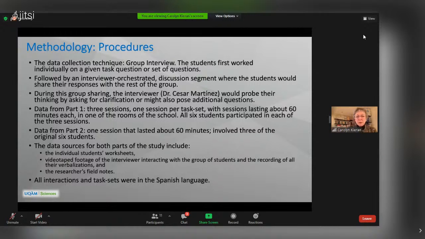The data sources for both parts of the study include the individual students' written worksheets, videotaped footage of the interviewer interacting with the group of students and the recording of all their verbalizations, and the researchers' field notes. All interactions and task sets were in the Spanish language.